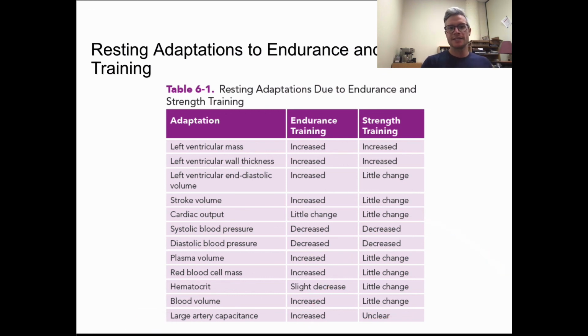Okay, and that is the conclusion of your cardiovascular system.